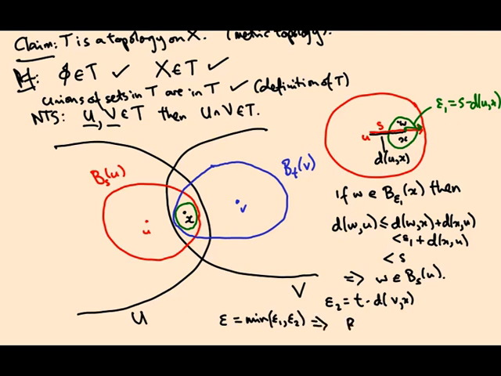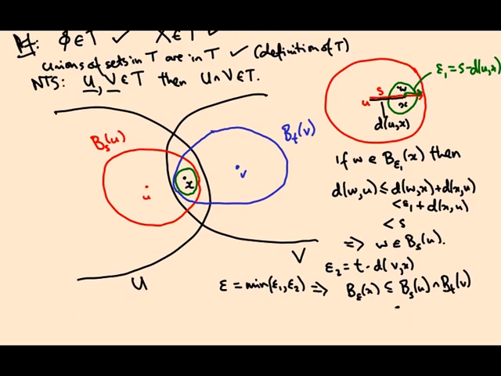And now the ball of radius epsilon around X is contained in the intersection of the red ball and the blue ball. And in particular, that's contained in U intersect V. Okay, so that completes the proof.